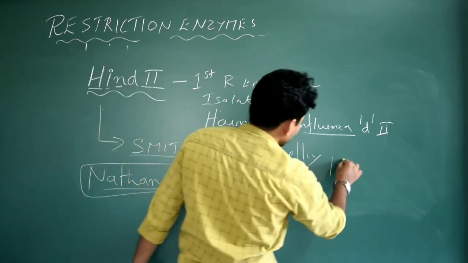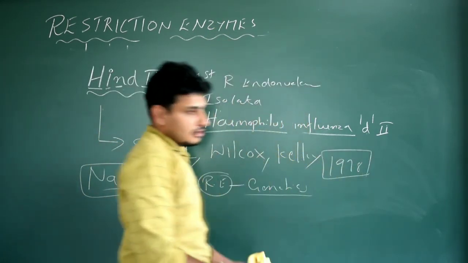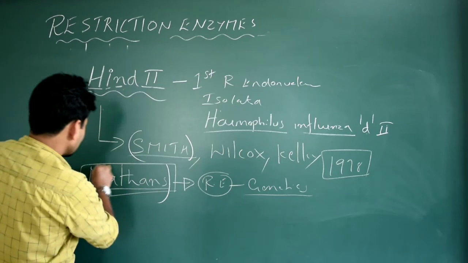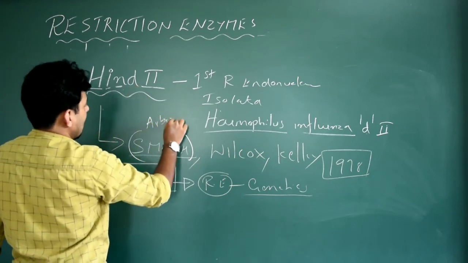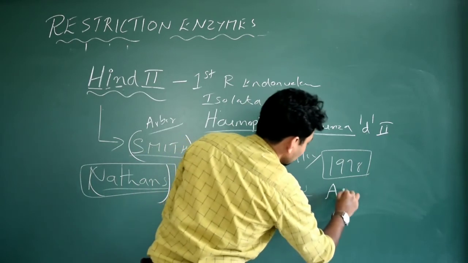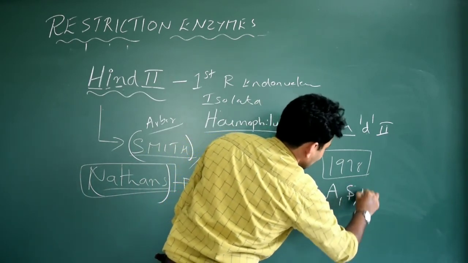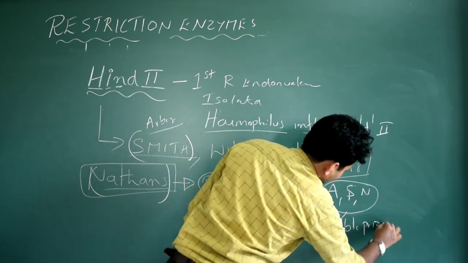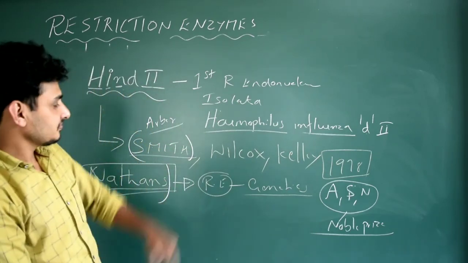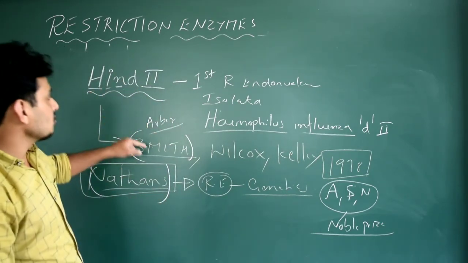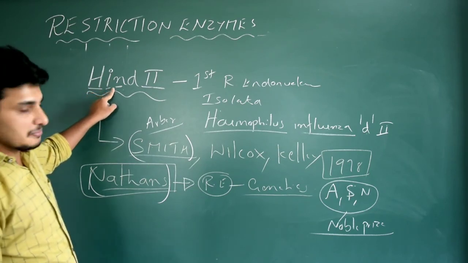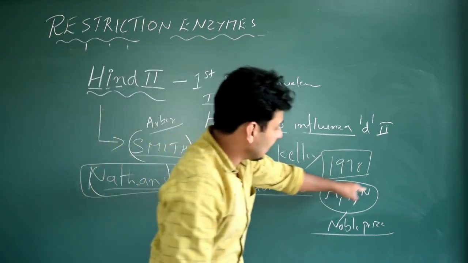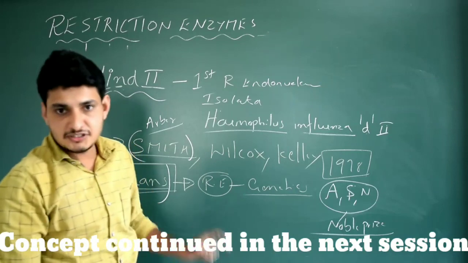Finally, let me tell you, in 1978, 15 years after the discovery of restriction enzyme, Arber, Smith, and Nathans, these three scientists, were awarded the Nobel Prize. Why? For the discovery of restriction enzyme, for the isolation of the first restriction enzyme, and for the introduction of restriction enzymes to the field of genetics. So these three were awarded the Nobel Prize. So this is the thing now.